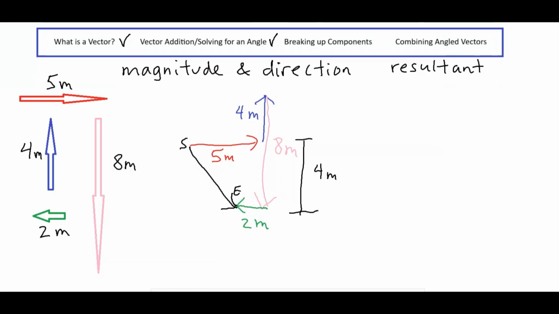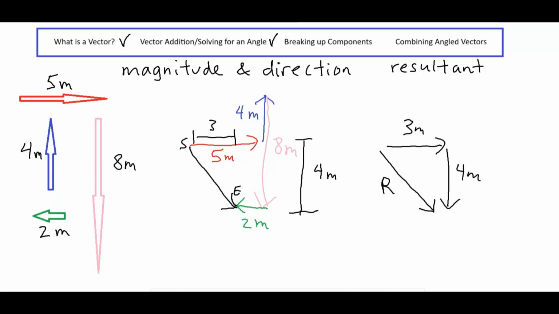And then the horizontal distance away I know is going to be 3 because the red one goes to the right 5 and then the green one brings it back 2. So we know that this horizontal distance is going to be 3. So what I can do is redraw my triangle 3 meters out to the side, 4 meters down, and then my resultant vector is just going to be that one right there.